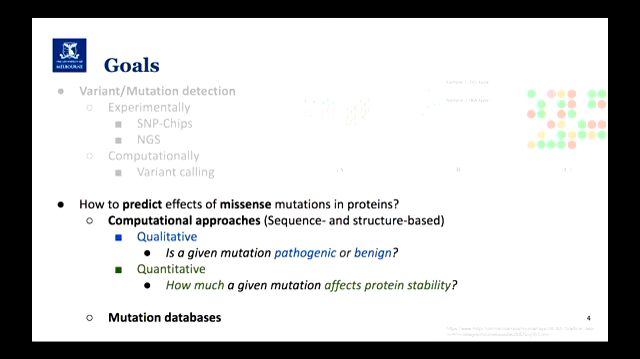And today we're going to talk about how to answer the question of how to predict the effects of missense mutations in proteins. For that, we're going to talk about computational approaches, both sequence-based and structure-based, and those that are qualitative, asking how we identify pathogenic missense variants, and quantitative, how much a given mutation is affecting, for instance, protein stability or protein interactions. We also cover a few important mutation databases.